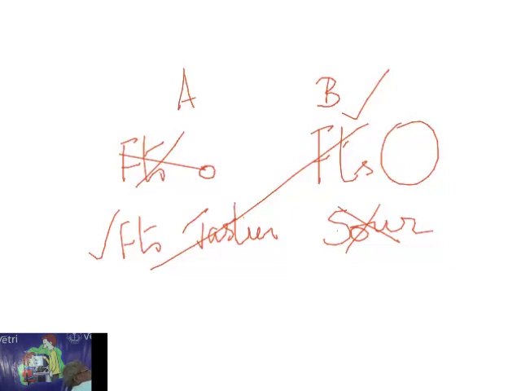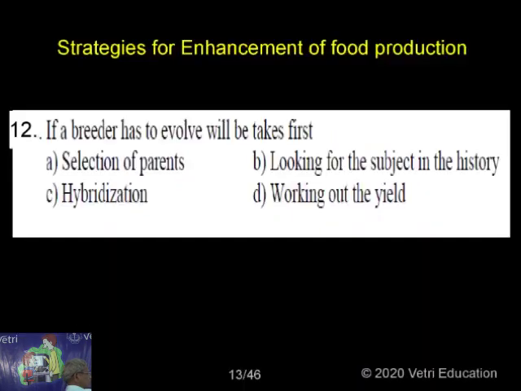So that answer is the correct answer. Selection of the parents is the correct answer. Then only you will be able to produce a good new variety. Okay, fine. Shall I pass on to the next question, my dear children? Shall I go to the next question?